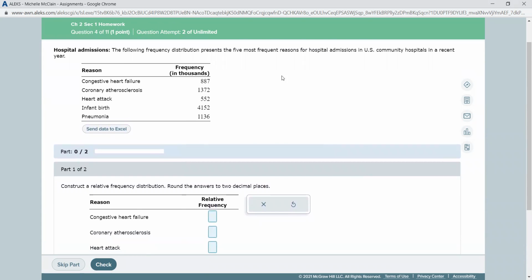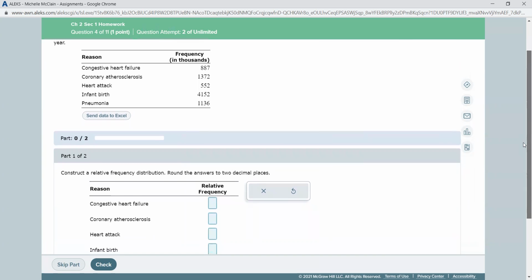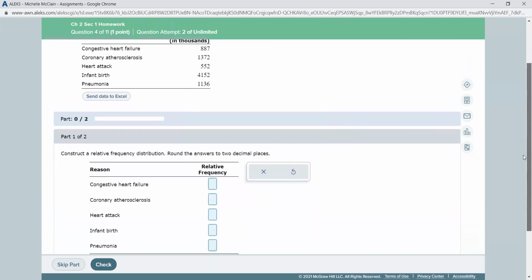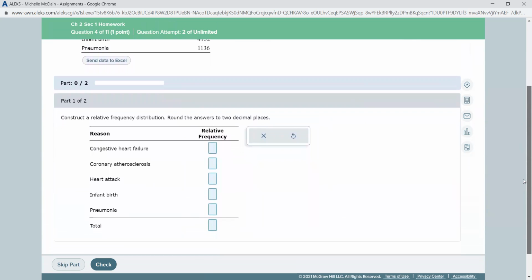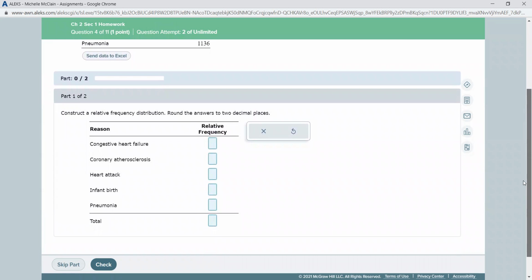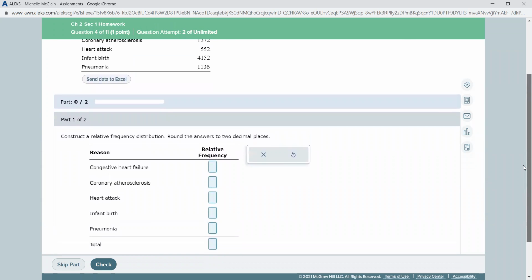We have hospital admissions. The following frequency distribution presents the 5 most frequent reasons for hospital admissions in U.S. community hospitals in a recent year. So here we have some data that were presented, and then we're going to answer some questions based off of that data. It says construct a relative frequency distribution, round the answers to 2 decimal places, okay?